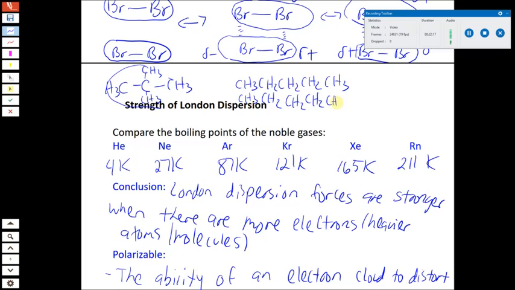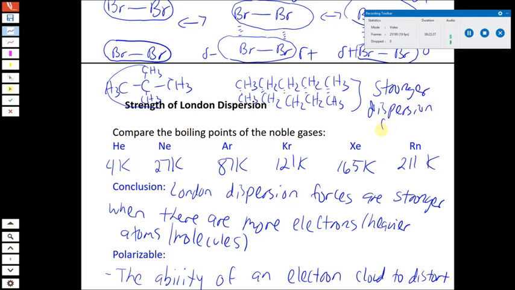And those instantaneous dipoles will have a lot of points of contact between them as these molecules line up with each other. Whereas a spherical molecule, you can't get them as close to each other and pack them as efficiently. So the shape of the molecule also matters. So this one here is going to have stronger dispersion forces than the one on the left.